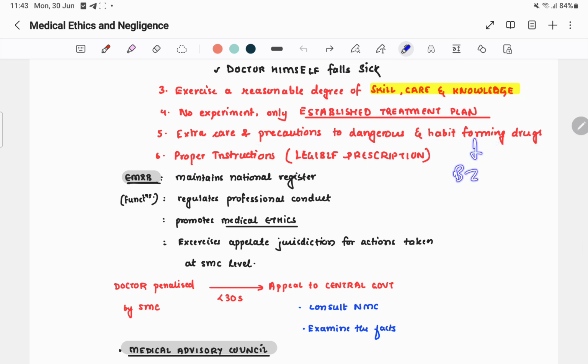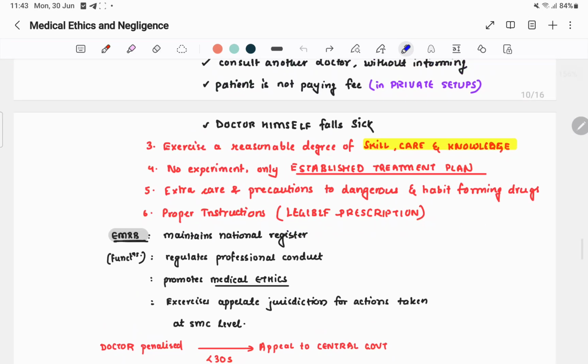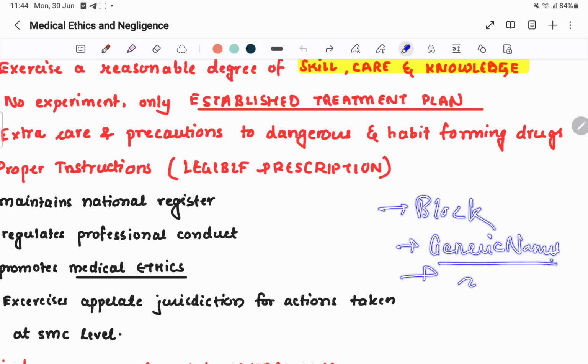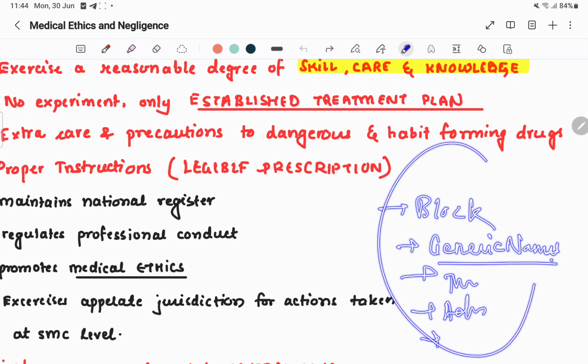If you are prescribing benzodiazepines or barbiturates, you have to take extra precaution. Proper instructions, legible prescription. Legible prescription is important. A rational prescription must be written in block letters, must contain only the generic names of medicines, and instructions must be clear, advice must be given.